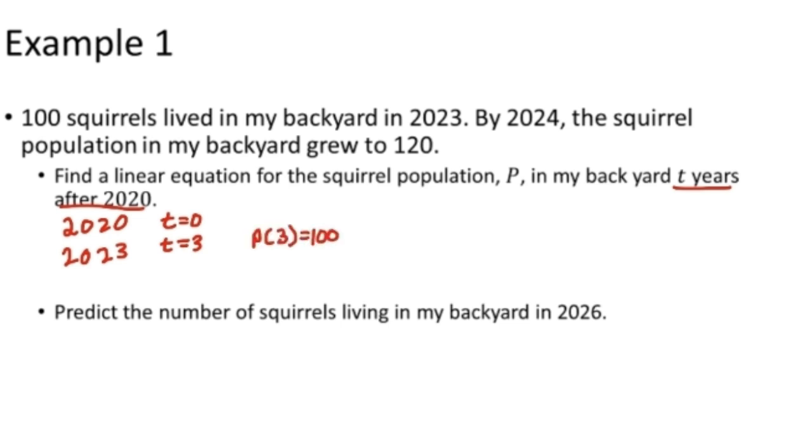Now the next year we have information for is 2024. Since 2024 is 4 years after 2020, that means we set T equal to 4. Since there are 120 squirrels in the backyard during 2024, that means P of 4 is equal to 120.